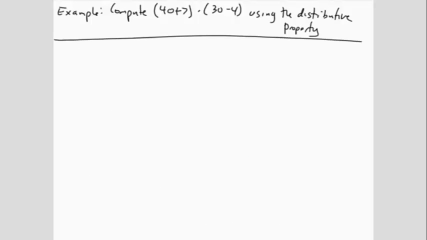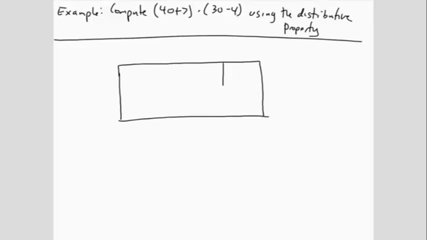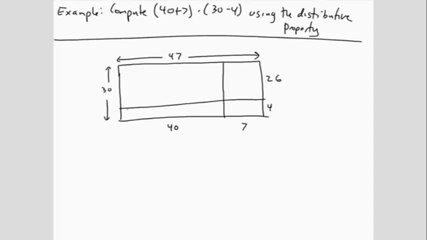Example, compute 40 plus 7 times 30 minus 4 using the distributive property. This time we have a combination of both addition and subtraction. Notice this time that there's a different set of rectangles that have been shaded in, and that these are the rectangles that correspond to the subtraction. The main trick when doing the algebra is to pay attention to the signs and go slowly.